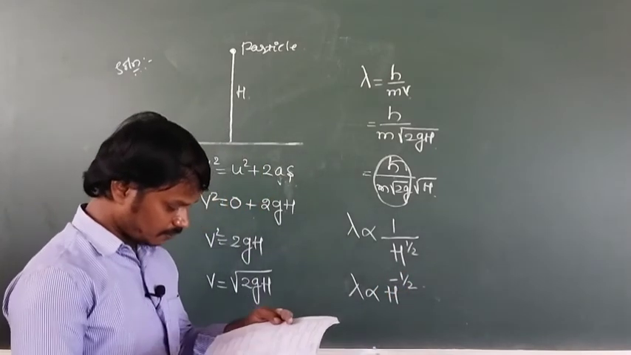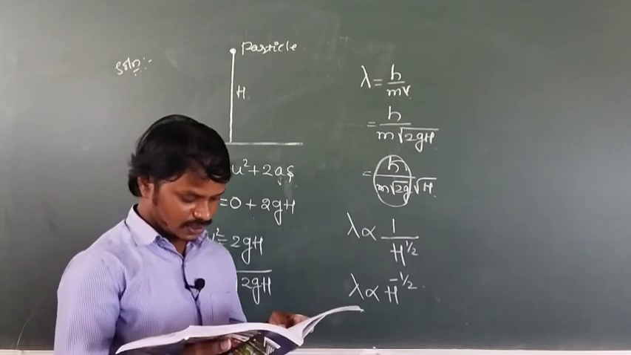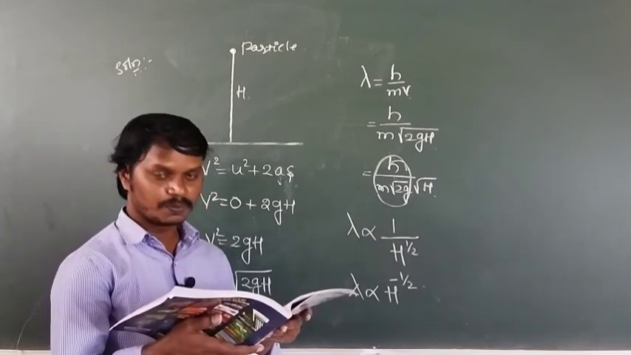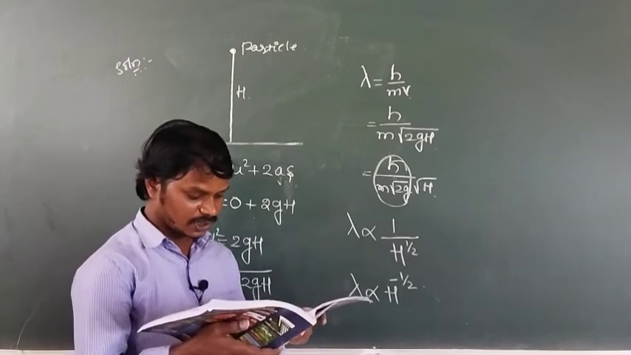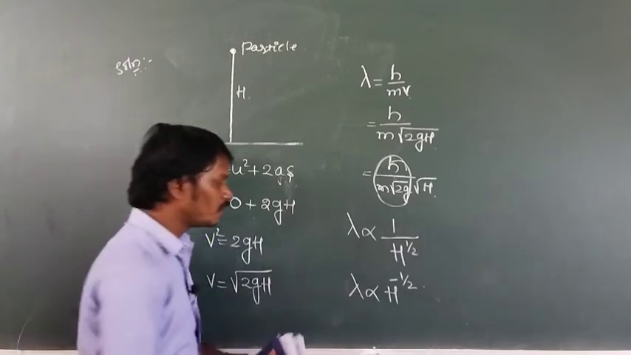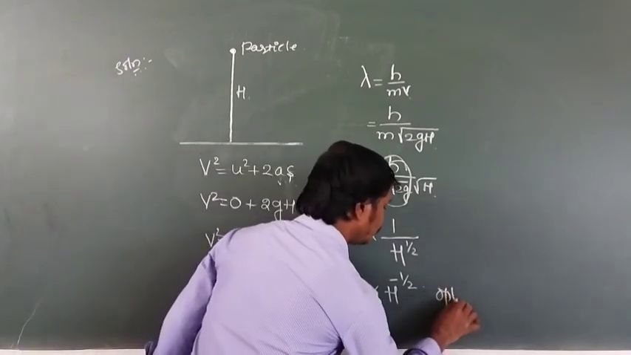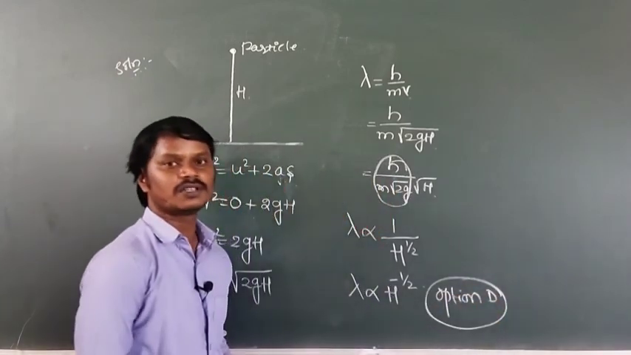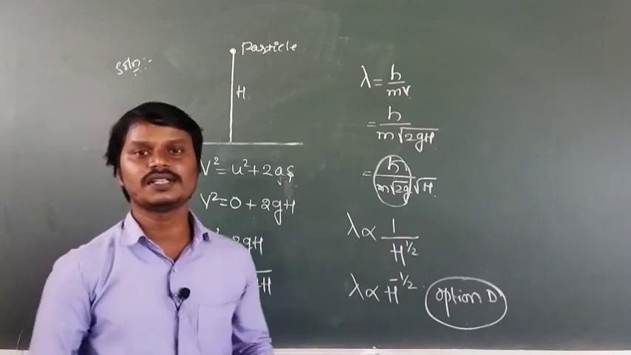Then options given. First option h, second option h naught, third option h raised to plus 1 by 2, last option h raised to minus 1 by 2. Option D is correct. Yes, this is about the questions asked in the year 2017.